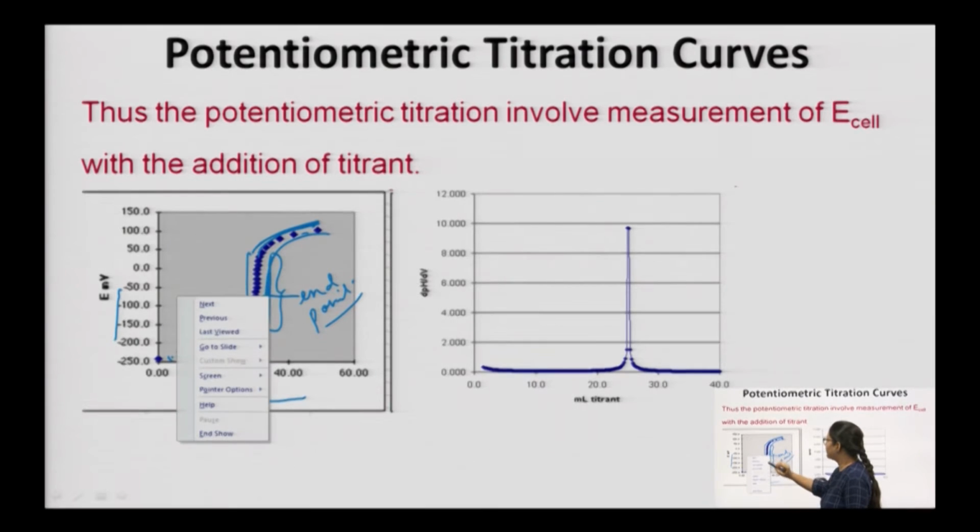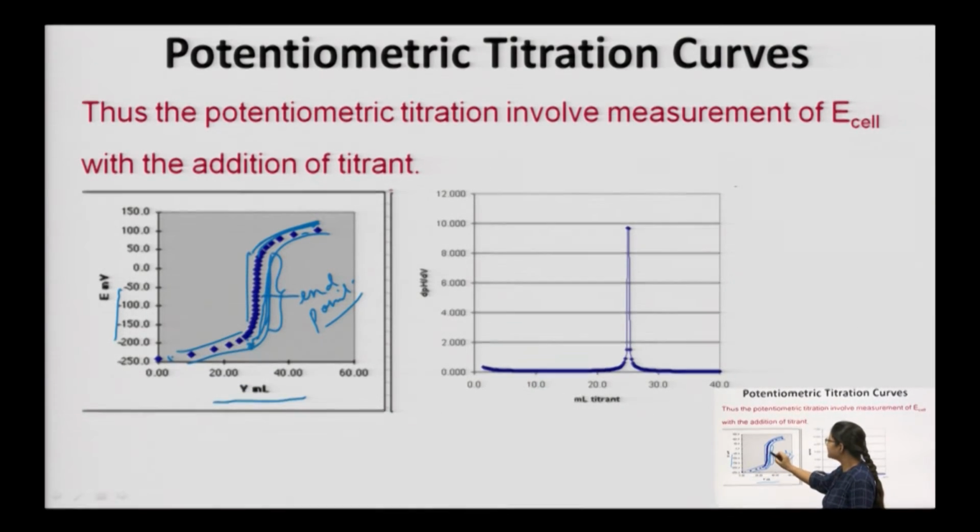This is the end point, after which the graph again becomes steep. So, overall you will get a sigmoid shape or S-shaped graph, and this is the point where the end point comes. Okay. So, this is all about the potentiometric titration curve.